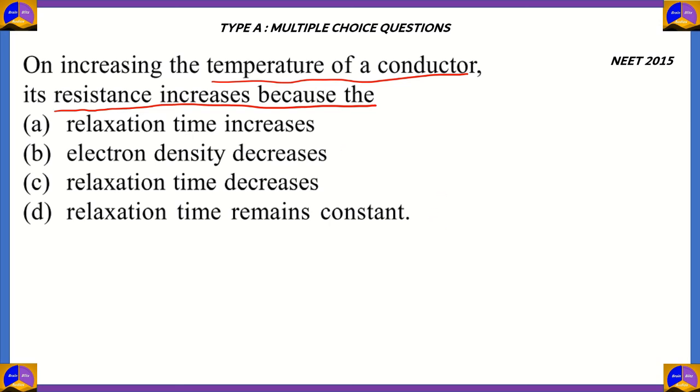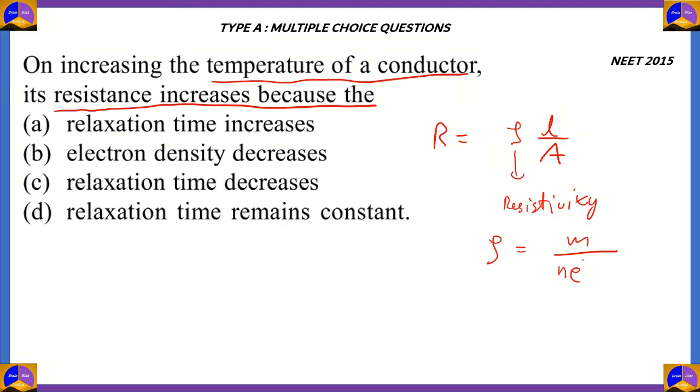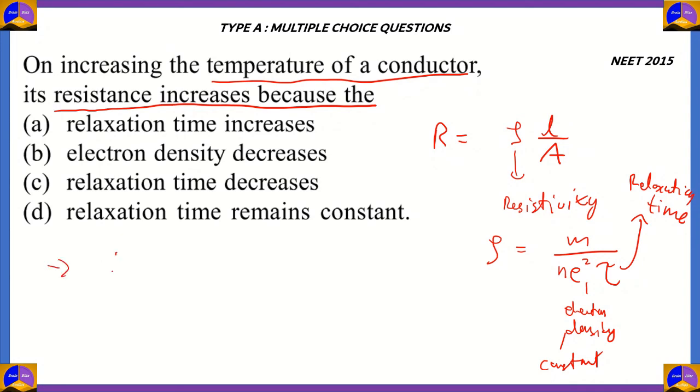To solve this question, it's a good idea to write down the formula for resistance. So resistance can be written as rho L divided by A, where rho is the resistivity. And this same resistivity can be written as m divided by n e squared tau, where m is the mass, n is the electron density, e is the electron charge, which is constant, and tau stands for the relaxation time of the electrons. So now we will apply the value of rho here. So R equals m L divided by n e squared tau times A.